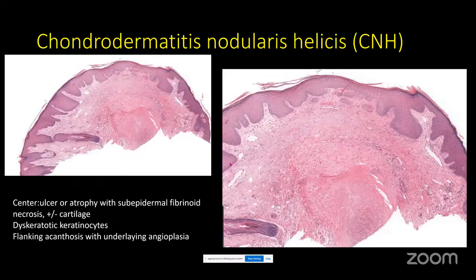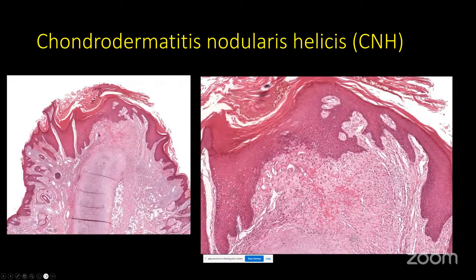Chondrodermatitis nodularis helicis is also considered in this group of disorders. It has a combination of benign acanthosis. Beneath this, there is vascular proliferation. In the center, the epidermis is usually a little bit less hyperplastic, and you get altered collagen. A lot of times you get fibrinoid necrosis, and if they go deep enough, you can get a little bit of altered cartilaginous tissue.